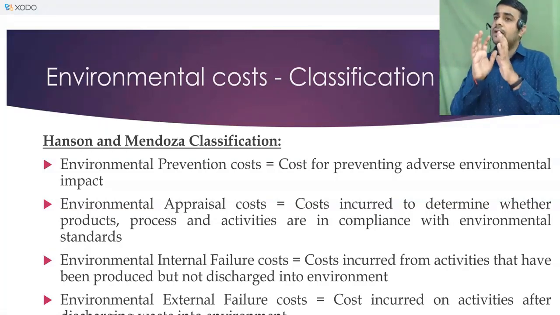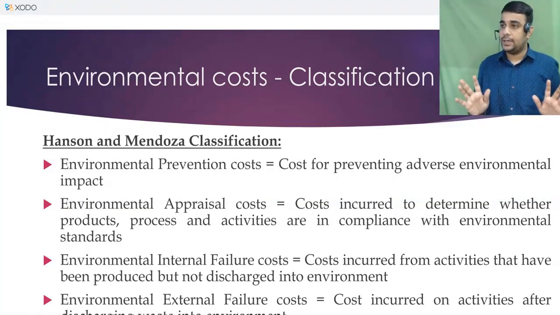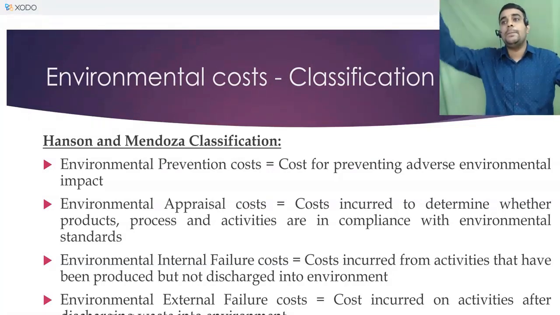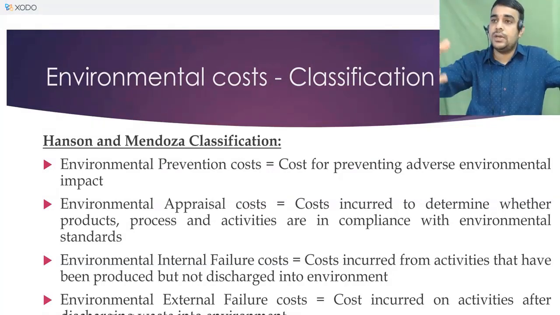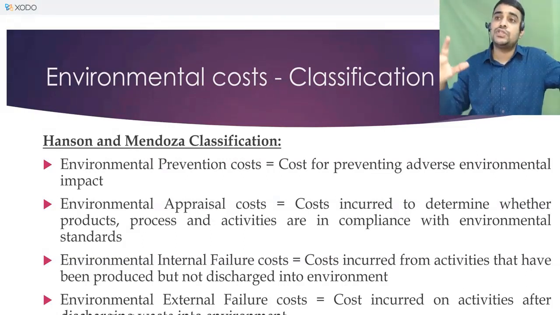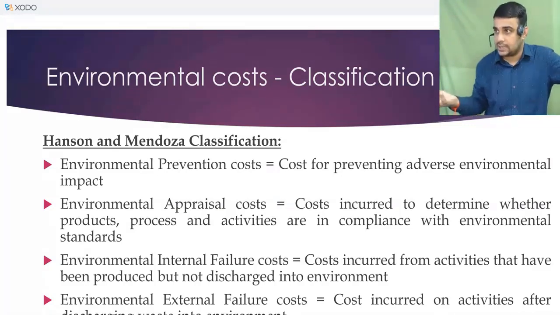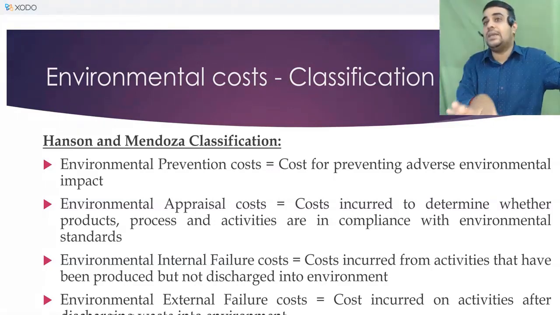Third is the issue has happened in the company. There is an environmental impact which is likely to happen. Now this environmental impact, you may arrest it within the factory. For example, some pollution is getting created out of your product. If this pollution is not discharged into the external environment, then whatever pollution is created is an internal failure.